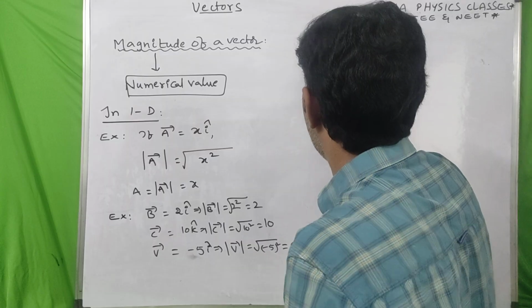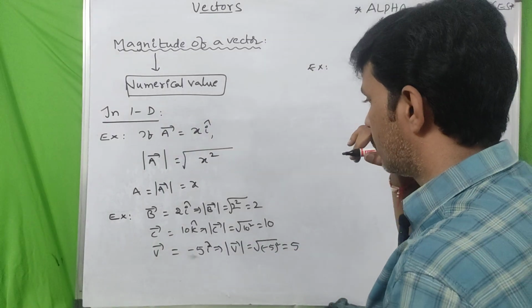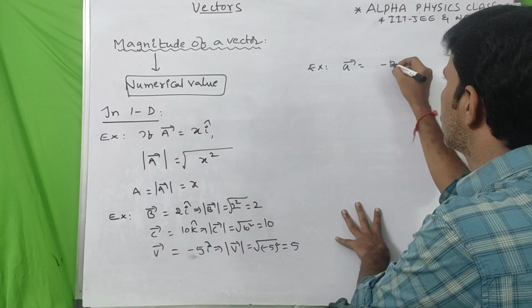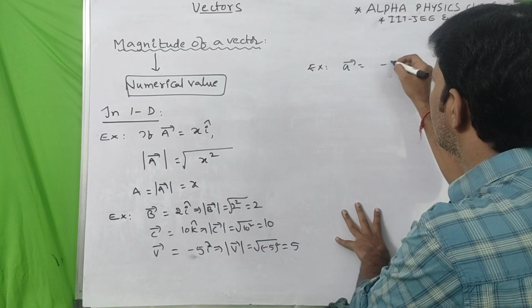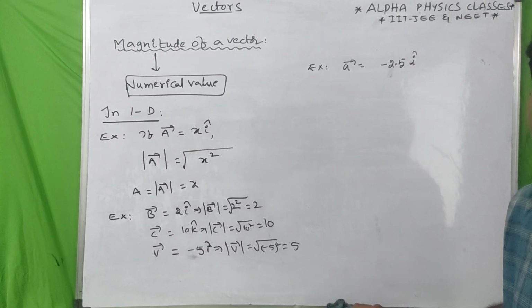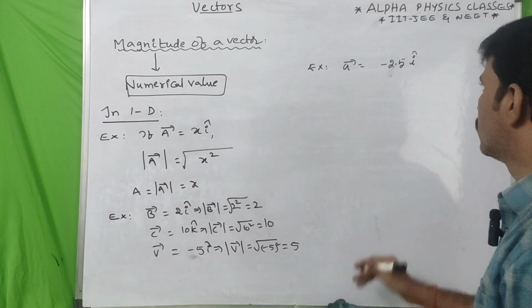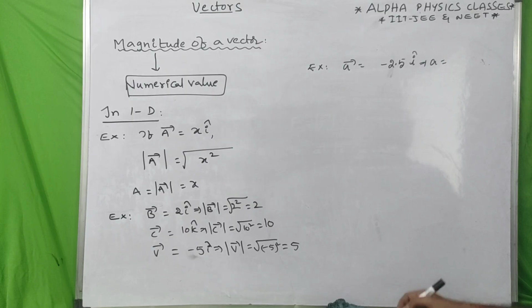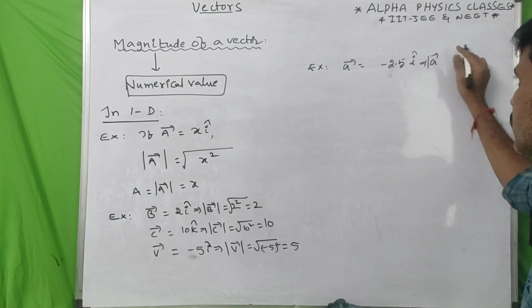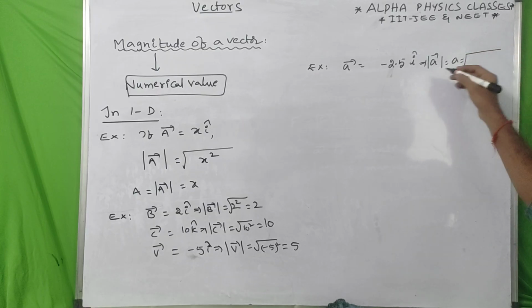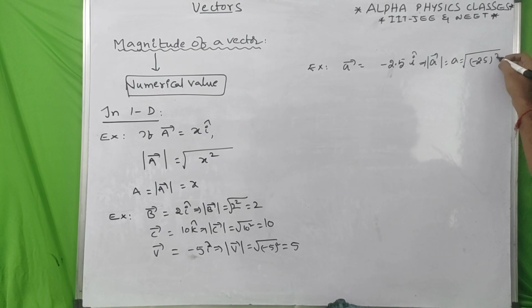So in one dimension only, you can try to say the answers. Acceleration vector a bar is equal to minus 2.5 i cap. Then they are asking what is the modulus, the magnitude of the vector. Magnitude of the vector means modulus of a bar, nothing but a, is equal to square root of minus 2.5 whole square, nothing but 2.5 only. Am I right?